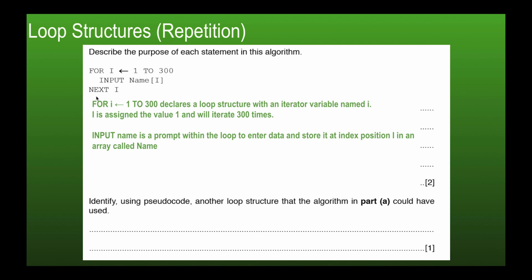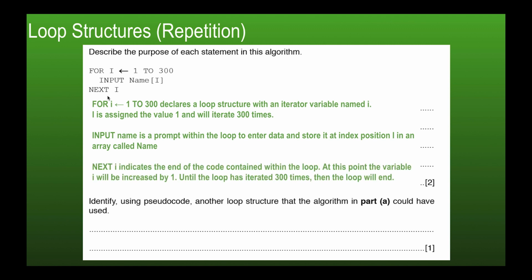And then our last line, next I, indicates that it's the end of our loop code. So anything before the next I would be included in the loop. Next I indicates the end of the loop and where it should begin iterating round. The for loop will add to the iterating value at the end of the loop. So this is the end of the code contained in the loop and the point when the variable I will be increased by 1. And this will run until it's iterated 300 times.